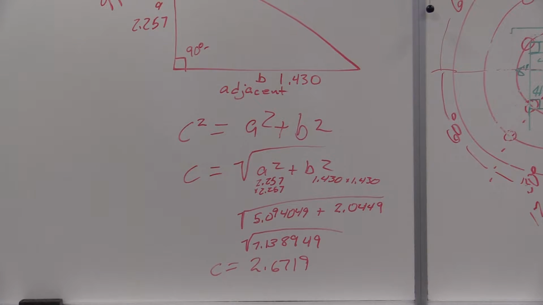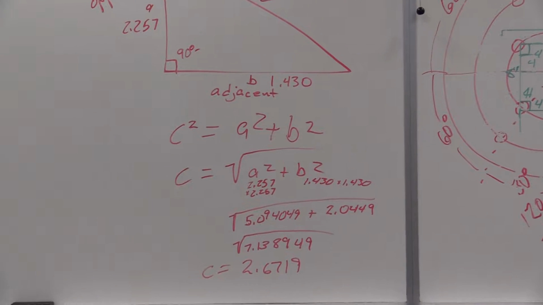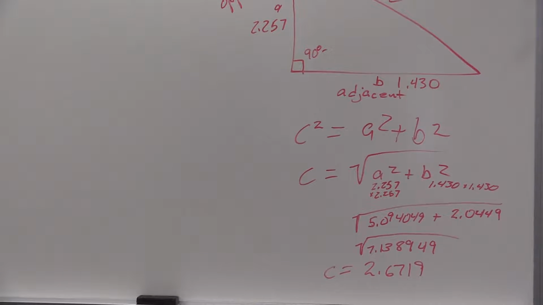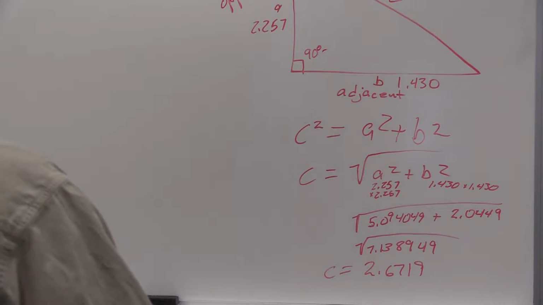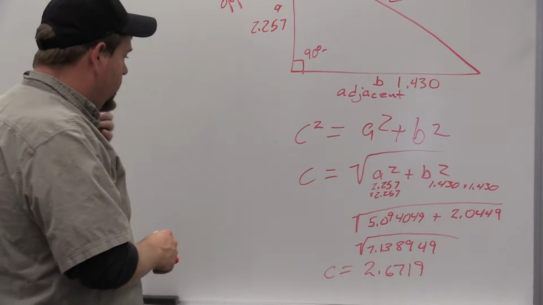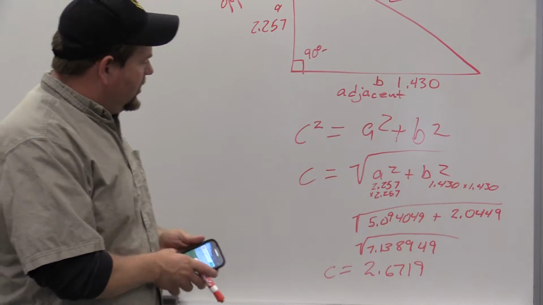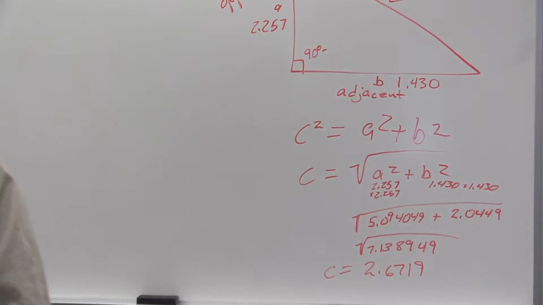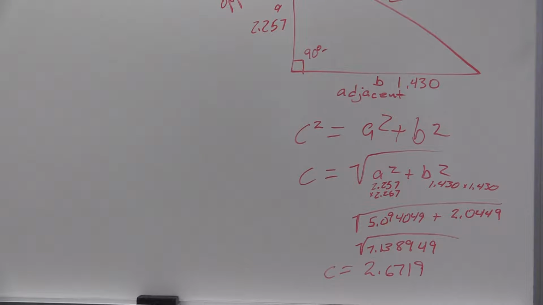Okay. So now let's make sure that we are correct. Okay. So what they're telling us here is that 7.138949 should be the same as c squared.